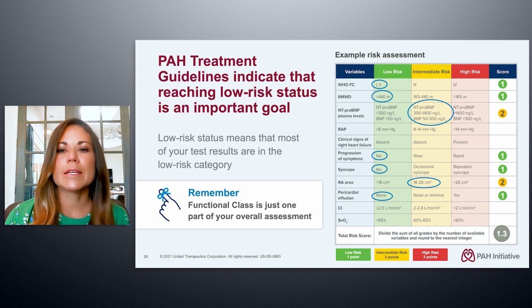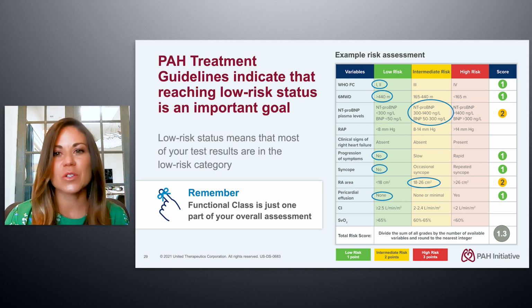What we know is that if we can keep patients the majority of their prognostic factors, so functional class and others, in that low risk zone, we know patients do better long term. Low risk status means that most of those test results are in the low risk category or the green zone.